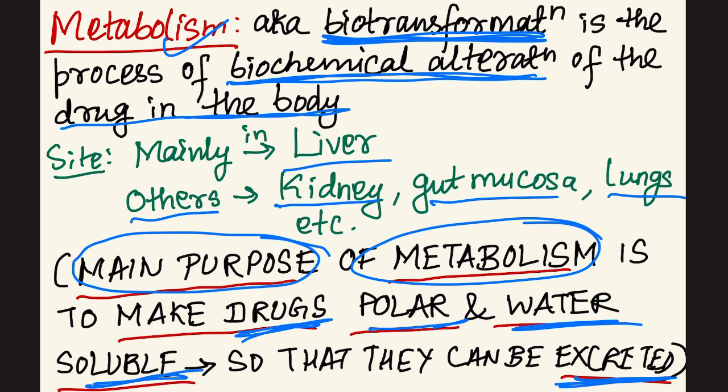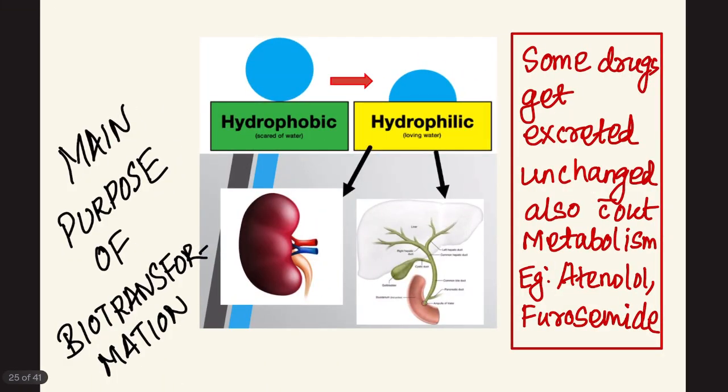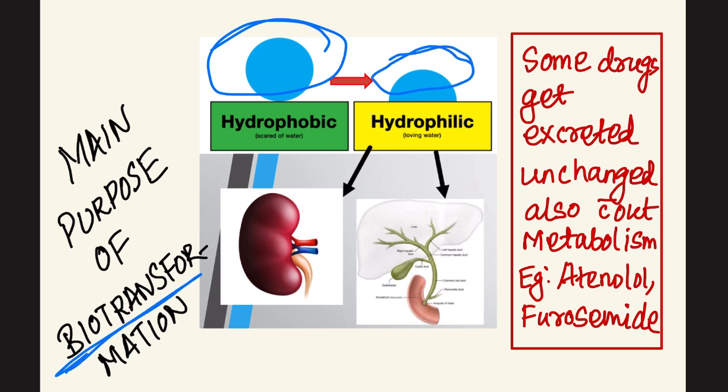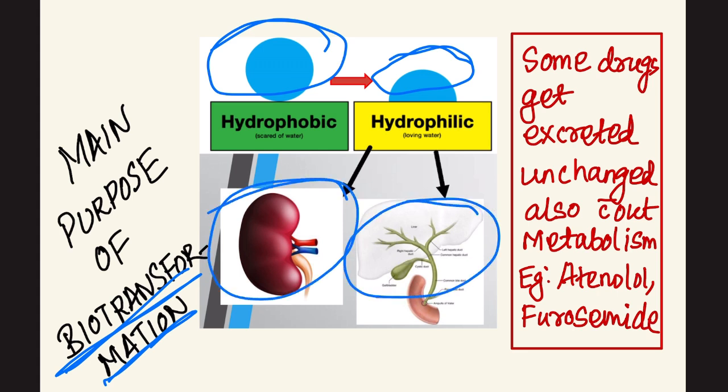And in metabolism, basically the drug is being inactivated and converted into a water soluble form so that it can be easily excreted out of the body. But there are exceptions to it. We will be coming to it later. So as you can see in this image, the drug which was earlier lipid soluble, that is hydrophobic in nature, is being converted into hydrophilic form by the process of biotransformation, and then it is being excreted either by the kidneys or via the bile. Also, in some cases the drugs get excreted unchanged, that is without undergoing any metabolism. Examples of such drugs include atenolol and furosemide, that is they do not undergo any biotransformation, they are excreted as such. So this is the major purpose of metabolism.